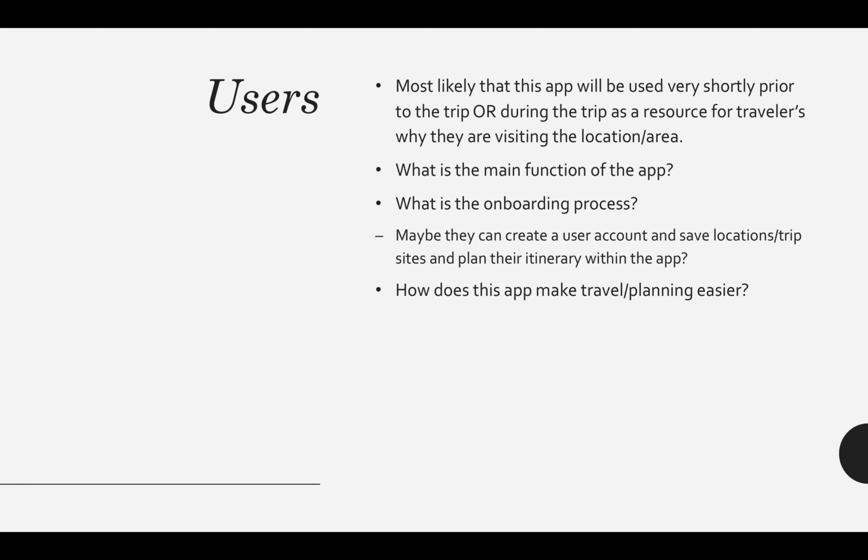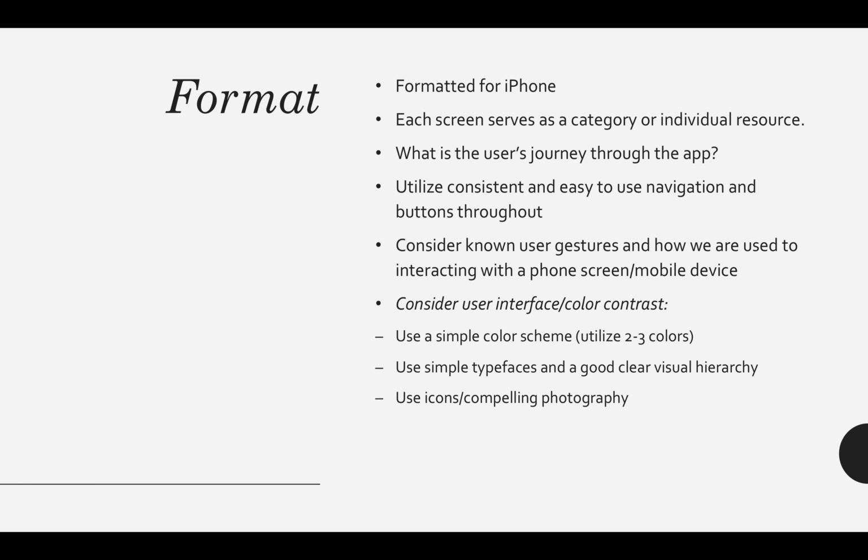So when you're traveling, when you're at a new location, what are the main things that would be super useful in an app for this location? So thinking about the format, we'll primarily be focused on formatting this for an iPhone. I'll give you specific details on that in your assignment sheets. Again, each screen serves as a category or individual resource, and really think about what is the user's journey through the app. You can map that out through a flowchart, quick flowchart sketches. Maybe if they're trying to do a specific task, what is that journey? Really figure out what that full process is from beginning to end.